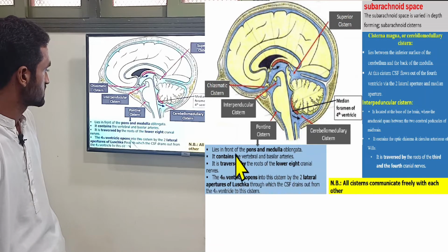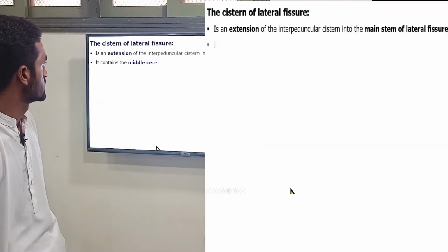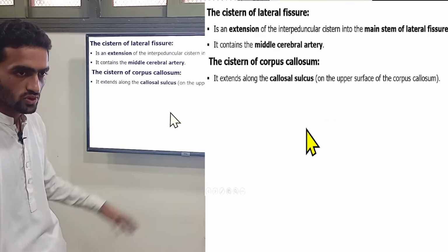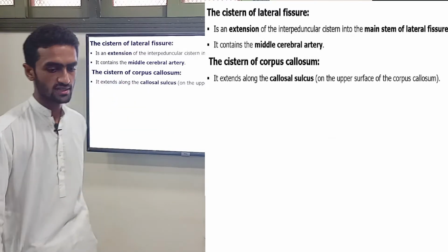Here is the pontine cistern. So you can read this stuff. I am not going into the detail of this. There is another cistern at the lateral fissures. All these, just remember, are dilations of the subarachnoid space.